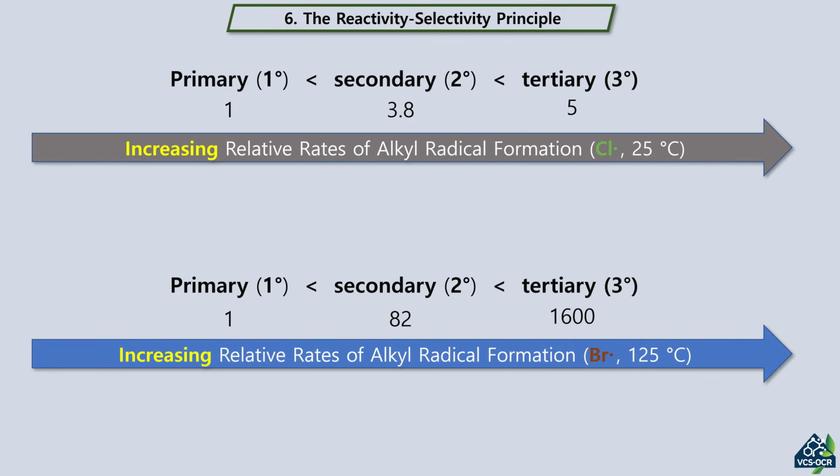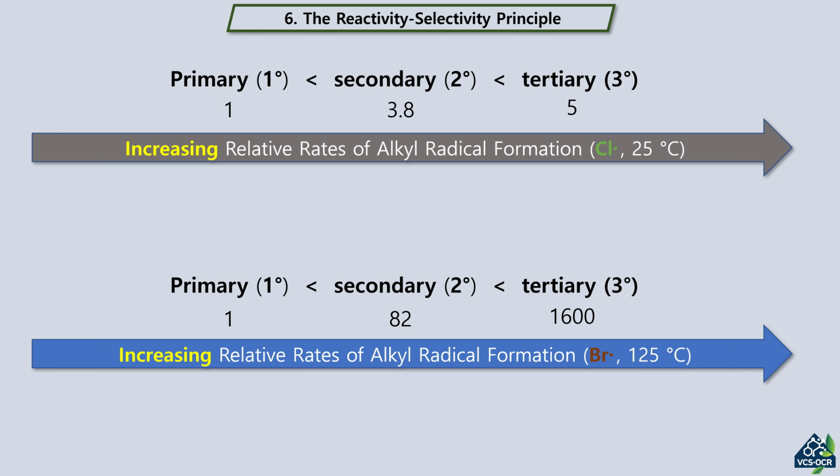Now, let's look at a crucial concept for predicting reaction outcomes: the reactivity-selectivity principle. When halogenating alkanes, chlorination and bromination exhibit vastly different behaviors. Chlorination is extremely fast, but highly unselective. At 25 degrees Celsius, the relative reaction rate per hydrogen atom for chlorination is 1 to 3.8 to 5 for primary, secondary, and tertiary hydrogens.